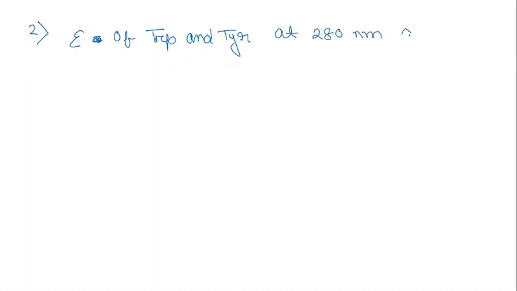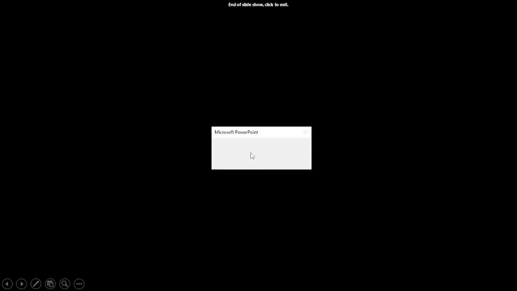The molar extinction coefficients of tryptophan and tyrosine at 280 nanometer are, and 1280, in mole inverse centimeter inverse. One minute.